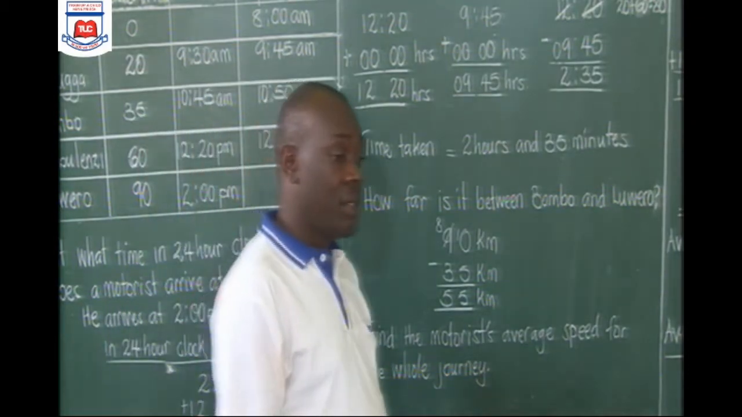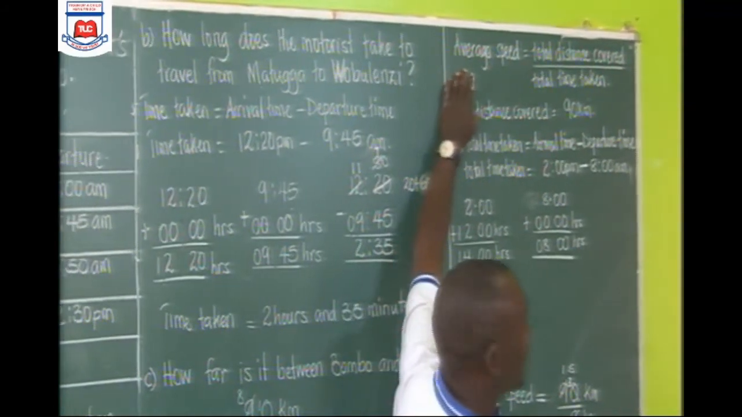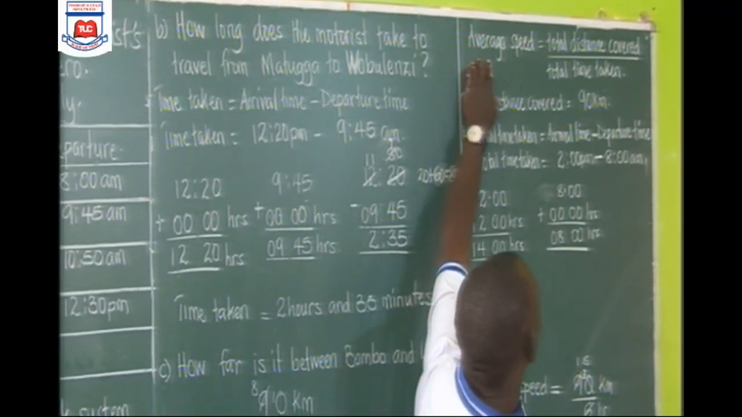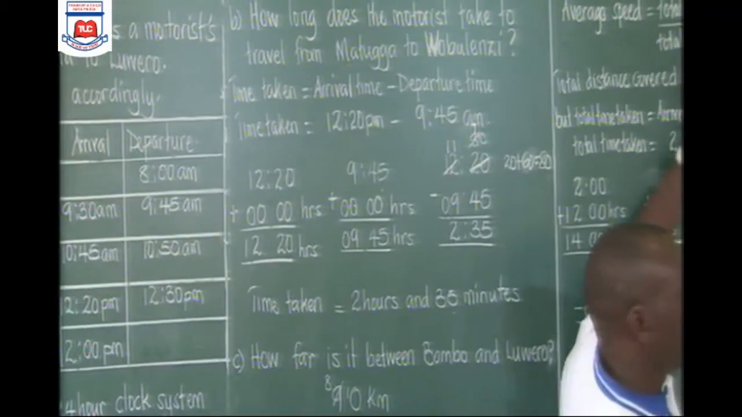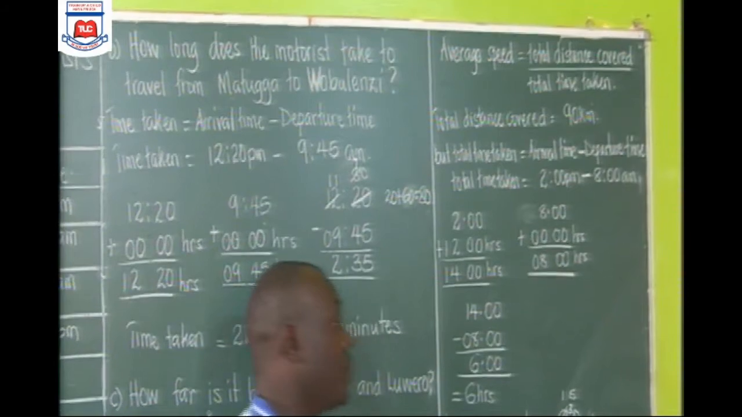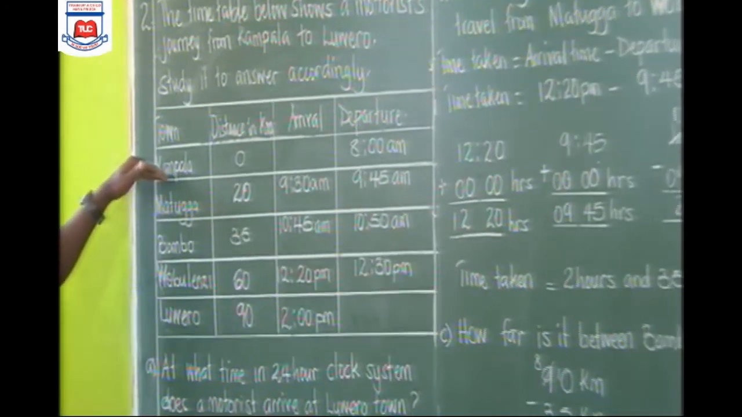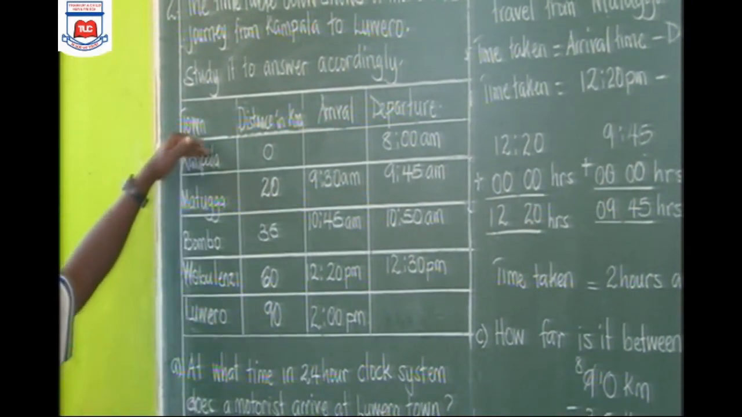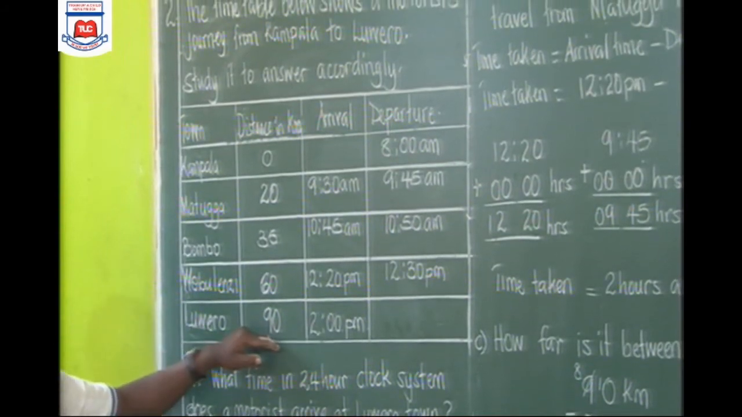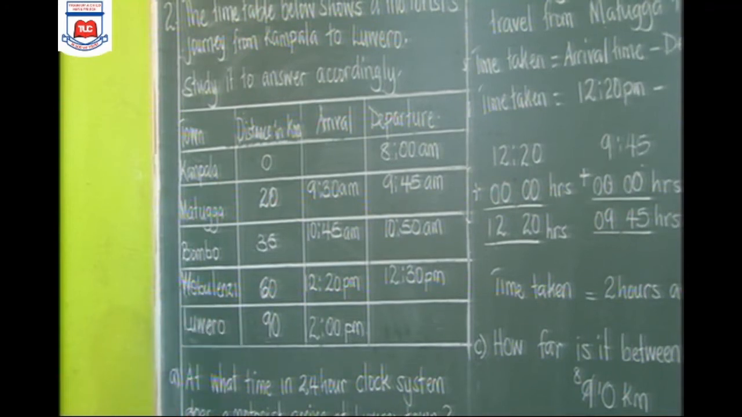Now, one must know that average speed is found by dividing total distance covered by the total time taken. Hence, one must state that average speed is total distance covered divided by total time taken. Then on the timetable, we have the whole journey moving all the way from Kampala to Iruwero. And the distance from Kampala to Iruwero is declared to be 90 kilometers. Please don't add.